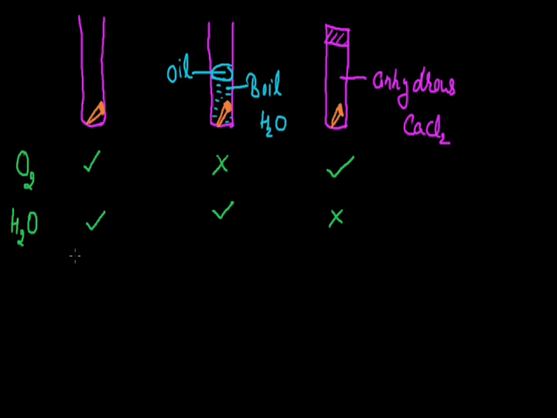If we allow these test tubes to stay still for some time, after some time we will find that the process of rust formation occurs only in the first test tube, while in the second and third test tubes rusting doesn't occur. So by this we can prove that for rusting there are two essential factors required: the first is oxygen, the second is water vapor. In the absence of any one factor, the process of rusting cannot take place.